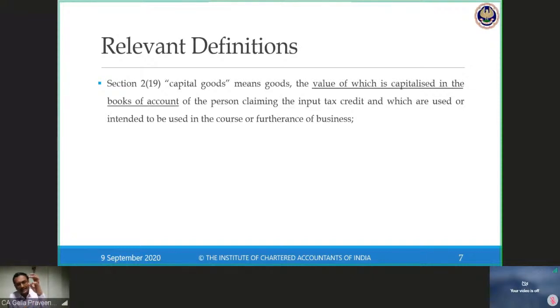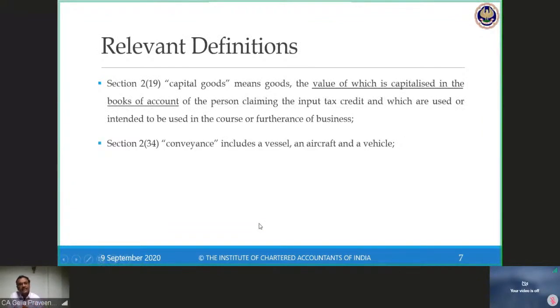Now, if I capitalize that particular car in my balance sheet as a fixed asset, for the purpose of GST law, that particular car, which is called a demo car, shall be called capital goods. Now, what happens to the other cars which were not capitalized? That shall not be called capital goods. Then what shall be called inputs? Anything other than capital goods will be called my inputs. So for the purpose of GST law, those items which we have purchased and brought into our balance sheet as fixed assets, that shall be called your capital goods. This is one definition, very important from your examination question point of view.